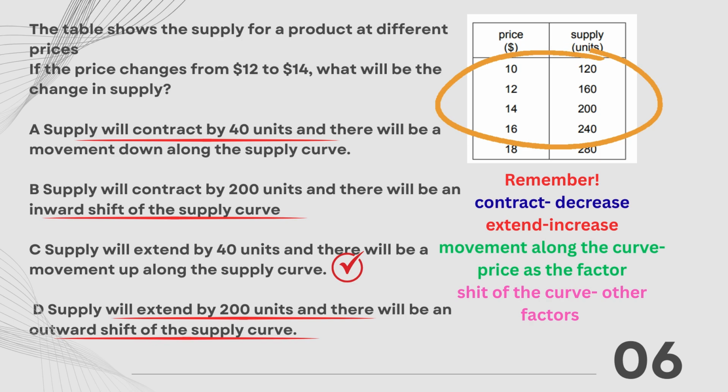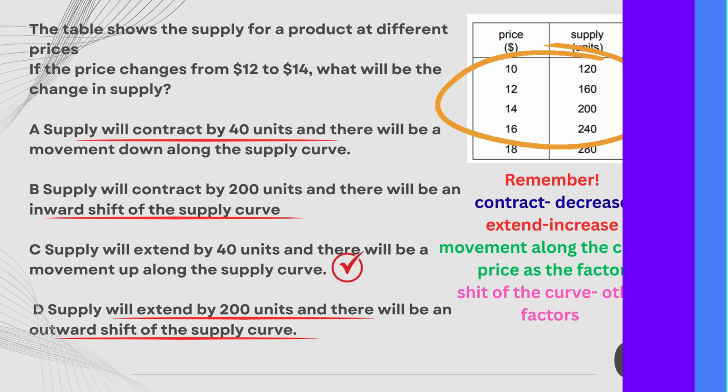And option letter D is wrong. Supply will extend by 200 units and there will be an outward shift of the supply curve. The 200 units is the total supply. Again, remember, 200 units is the total supply at $14. So it's not the change; the actual change is 40 units. And the outward shift implies that there are some big external factors that cause this change. In this case, it's just a regular price movement.